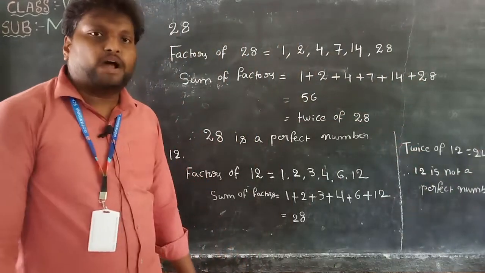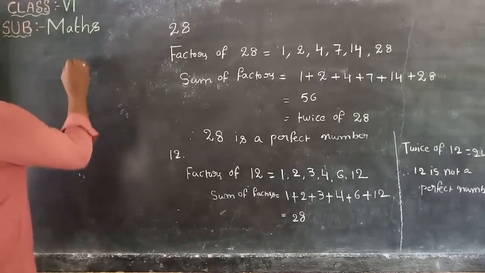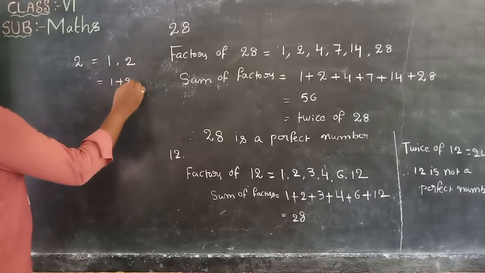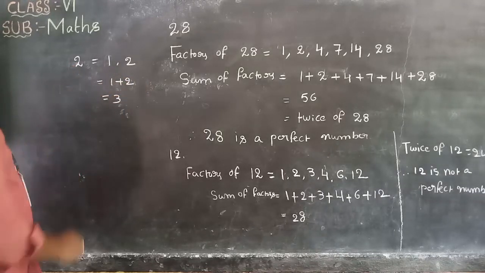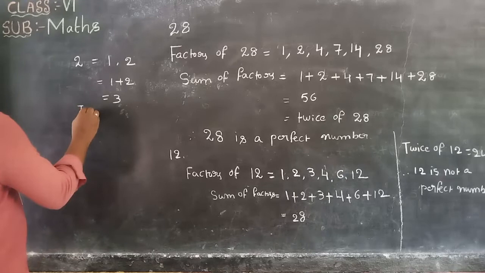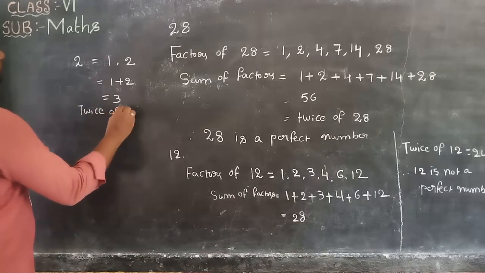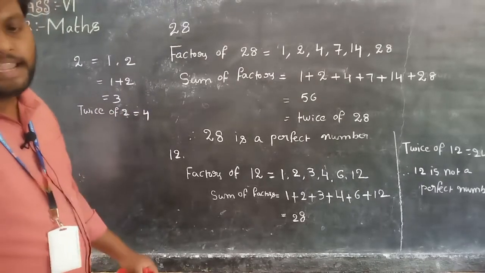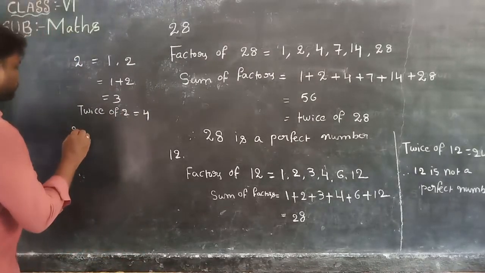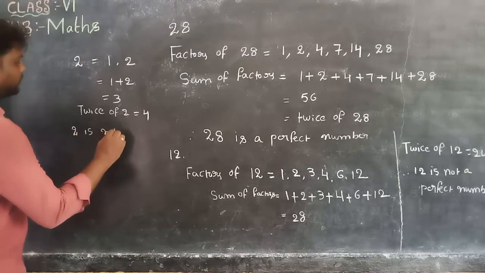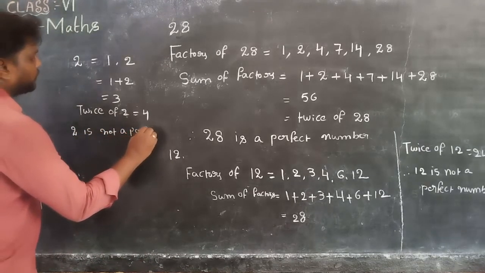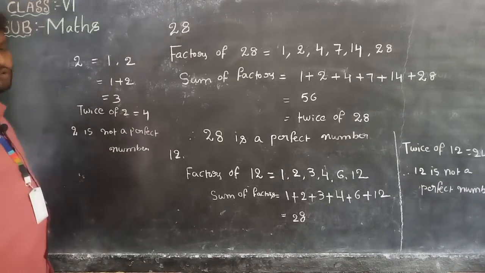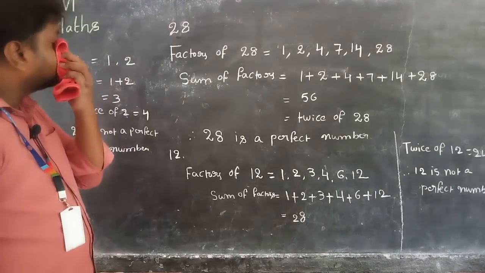Even 2 is not a perfect number. The factors of 2 are 1 and 2. The sum of 1 plus 2 is 3. But twice of 2 is 4. Here the answer is 3. That's why 2 is not a perfect number. The perfect numbers are only 6 and 28.